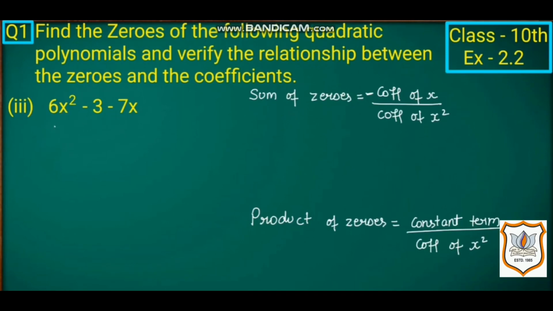Similarly, the third question: 6x square minus 7x minus 3. Now we have to first arrange these terms in decreasing order. First we have x square, then we have x, then we have the constant term.